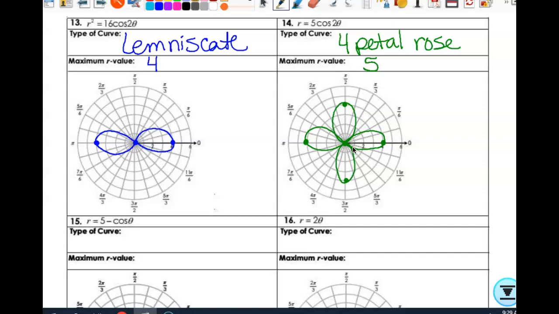All right, everybody good so far? Any questions? Question? Yes. Shoot. Yes.